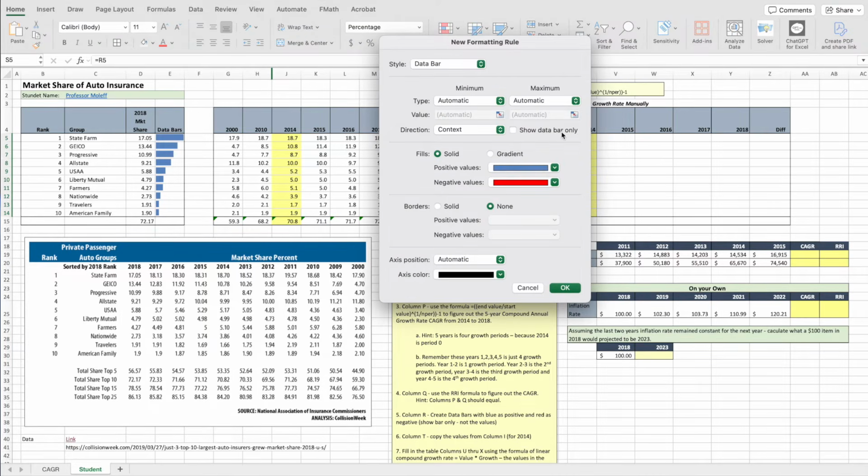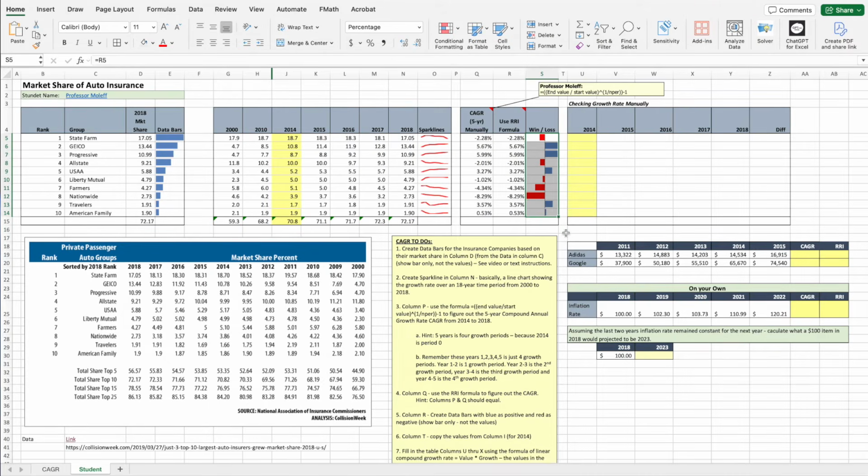And in this case, I'm going to show data bar only because I don't want the text behind there. And right now we have this set as positive values are blue, negative values are red. And we're going to click OK. And just now we can see the winners and the losers, where we have this line going down the middle, and we have 2 big winners here, Geico Progressive, a big loser here, Nationwide.